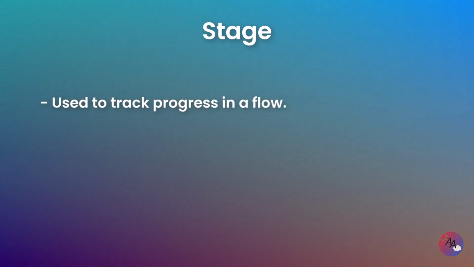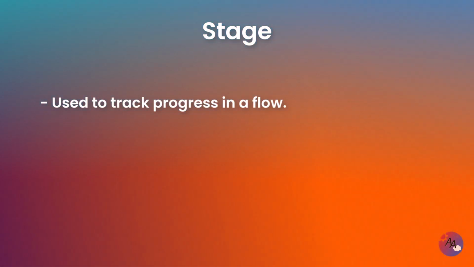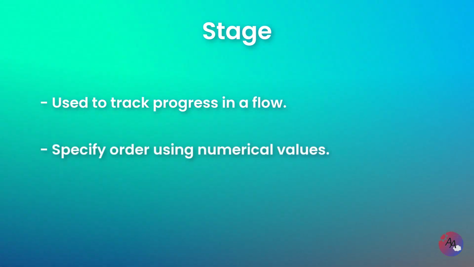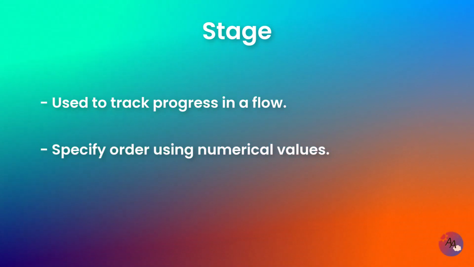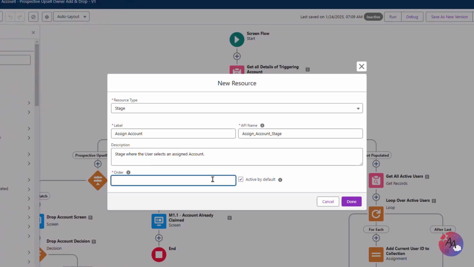The stage resource is an optional tool designed to track a user's progress in a flow. Think of this as a text variable specific for order of operations. We can specify the stage's order using a numerical value. Stages can be used in screen flows to inform the user where they are in the process, and we can also use stages in decisions to determine what action to take next.